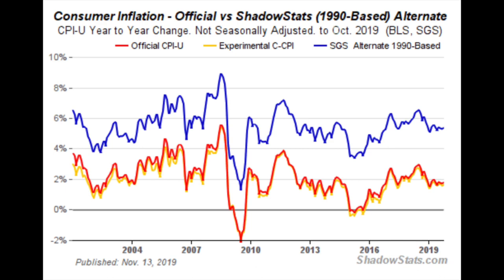Now take a look at this chart. This is a chart that shows consumer inflation from 1990 base, but it's from the year 2000, it looks like. And so this is the red and the yellow lines there. Those are the official CPI numbers. The blue is measured off of the ShadowStats, which is looking more at the 1990-based inflation numbers. So you can see this shows that if we measured it closer to how we measured it in the 1990s, our inflation numbers would be hitting around that 5%, a little over 5% right now, not under 2% like they're saying.